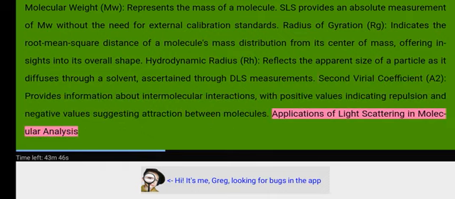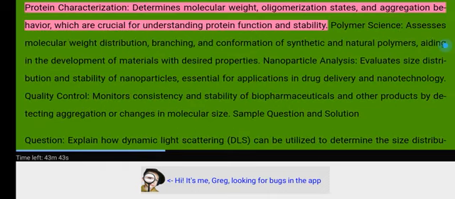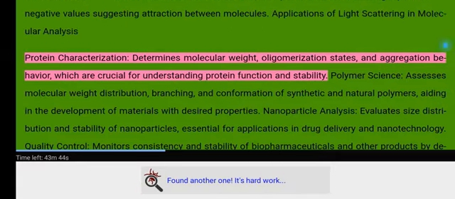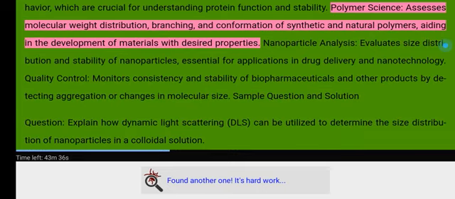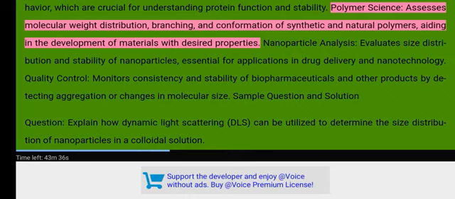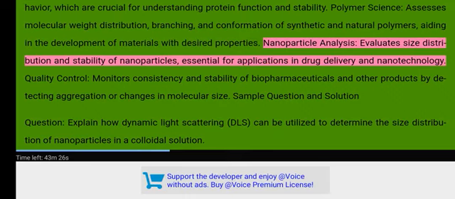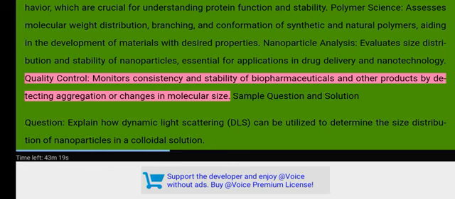Applications of light scattering in molecular analysis. Protein characterization: determines molecular weight, oligomerization states, and aggregation behavior, which are crucial for understanding protein function and stability. Polymer science: assesses molecular weight distribution, branching, and conformation of synthetic and natural polymers, aiding in the development of materials with desired properties. Nanoparticle analysis: evaluates size distribution and stability of nanoparticles, essential for applications in drug delivery and nanotechnology. Quality control: monitors consistency and stability of biopharmaceuticals and other products by detecting aggregation or changes in molecular size.